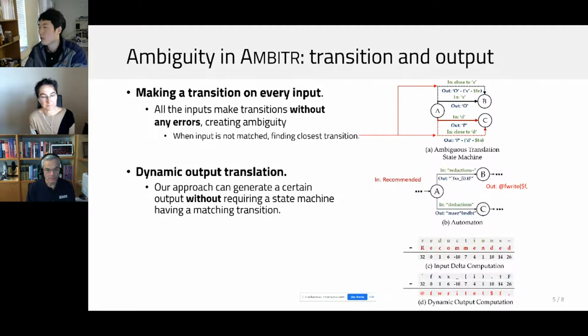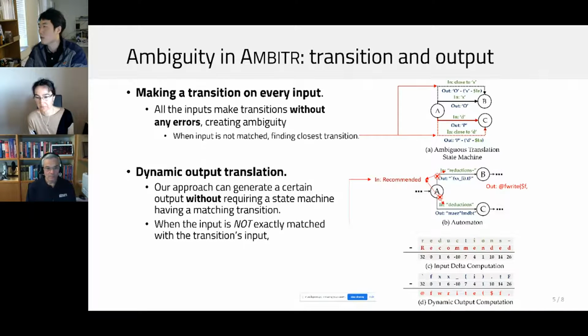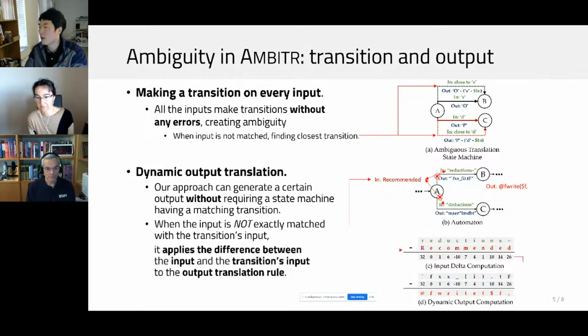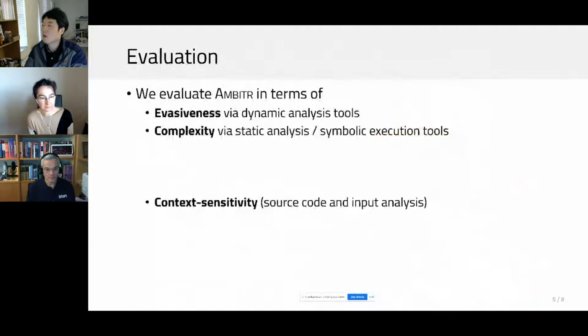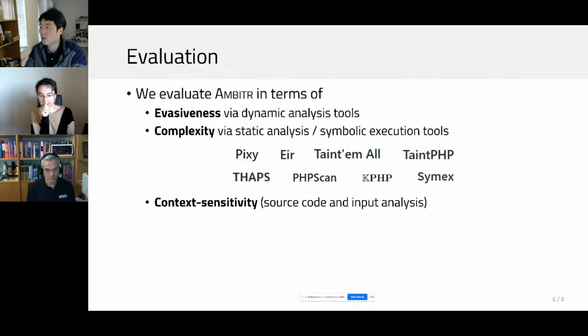Ambiter can generate an output without requiring a state machine having a matching transition. It means that when an input is not exactly matched with the transition's input, it applies the differences between the input and the transition's input to the output transition rule. We evaluate Ambiter in terms of evasiveness, complexity, and context sensitivity. In this presentation, I will briefly explain reverse engineering attempts using static analysis and symbolic execution tools.